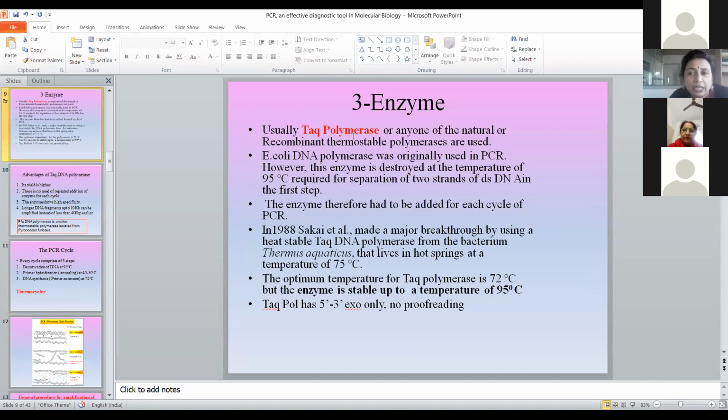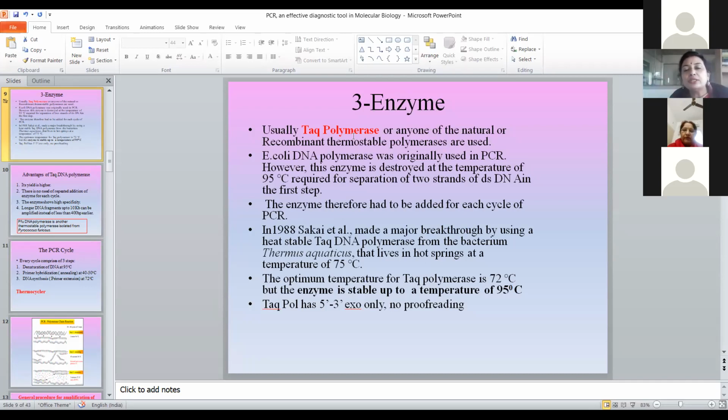Okay, and in the third step, where we use polymerase enzyme, usually when the normal DNA polymerase enzyme was used, at the first step itself, when the temperature was raised to 90 to 95 degrees Celsius, the polymerase enzyme loses its activity. It gets denatured. So initially, when Taq polymerase was not available, the PCR cycles were not very continuous. Scientists had to carry out step 1, step 2 first, then take out the reaction mixture, add polymerase enzyme, and carry out the third step.